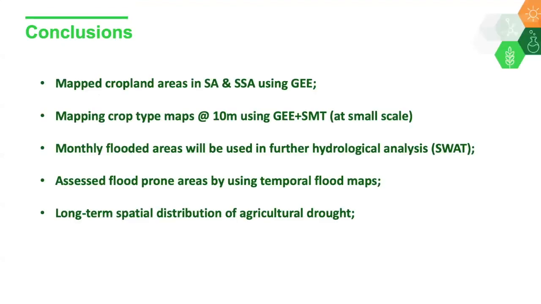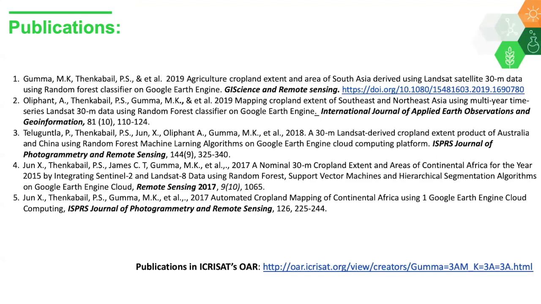And these are the conclusions. We mapped the crop extent, and irrigated versus rain-fed areas for South Asia and Sub-Saharan Africa using Google Earth Engine. Now, with the semi-automated technique using Google Earth Engine and the spectral matching technique, we are able to classify very exactly. Those products we are going to use for crop modeling, yield assessment, and other interventions. We have contributed several publications on Google Earth Engine.